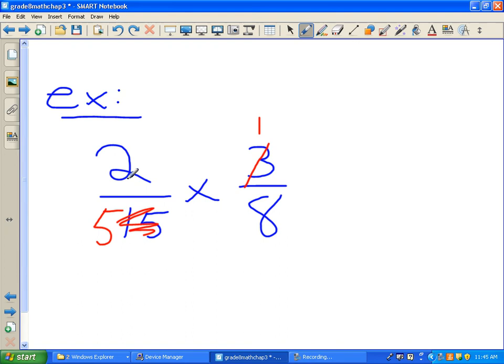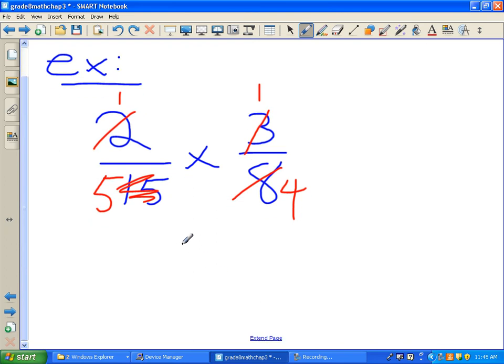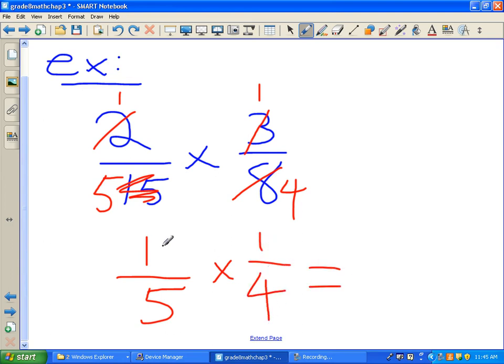Can we do it with these two? Sure. 2 will go into 2 once, and 2 will go into 8 4 times. So now our new fractions are 1/5 times 1/4. And that is just straightforward multiply the tops by the tops. 1 times 1 is 1, and the bottom times the bottom. So 5 times 4 is 20. And that's as low as we can make it in that one.